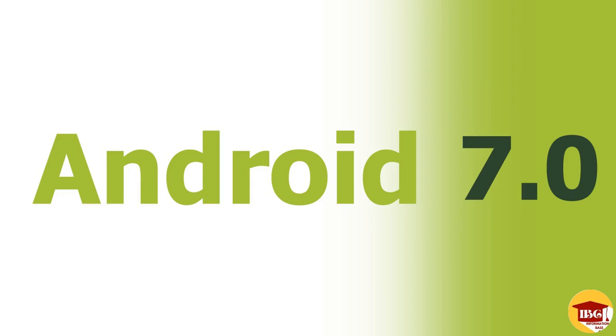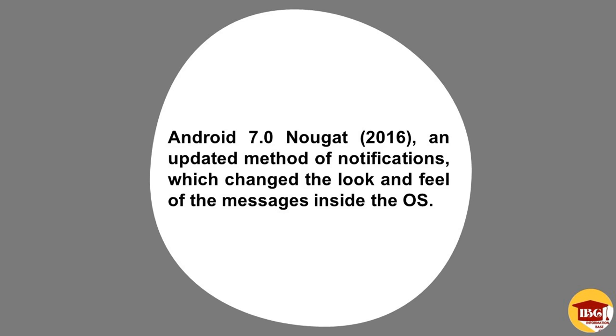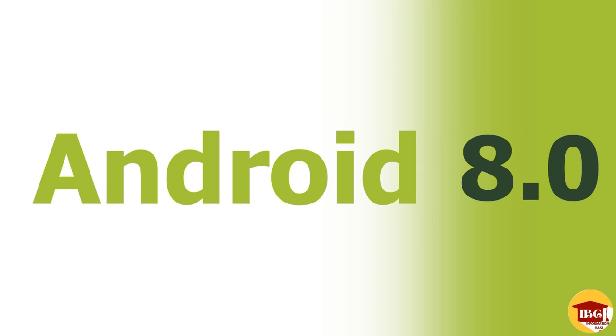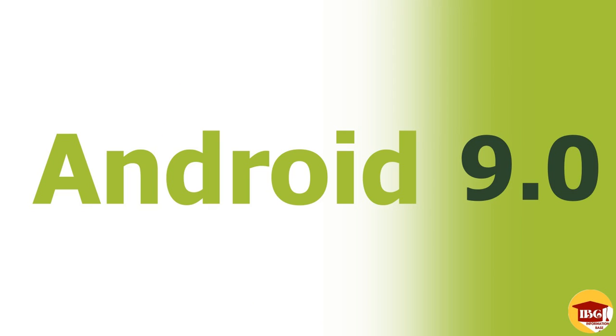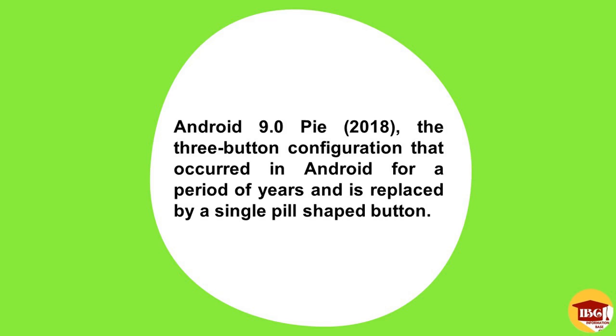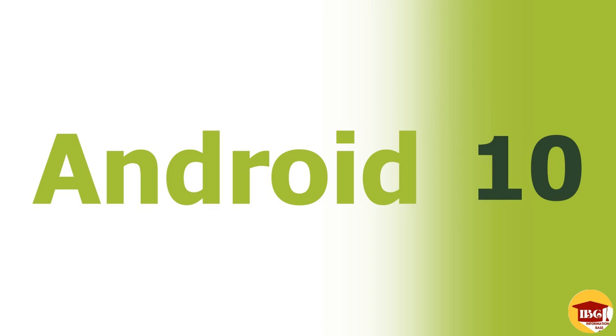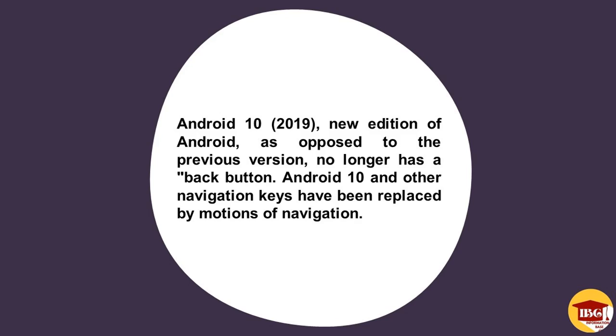Android 7.0 Nougat 2016, an updated method of notifications which changed the look and feel of the messages inside the OS. In 2017, Android 8.0 Oreo updates users were able to toggle on and off the notification sources, so alerts were super granular. Android 9.0 Pie 2018, the 3-button configuration that occurred in Android for a period of years is replaced by a single pill-shaped button. Android 10 2019, new edition of Android, as opposed to the previous version, no longer has a back button. Android 10 and other navigation keys have been replaced by motions of navigation.